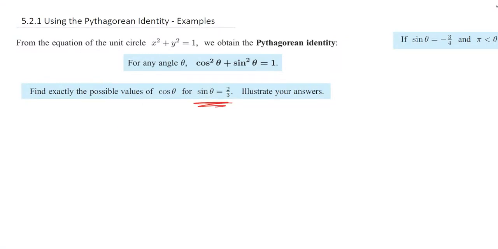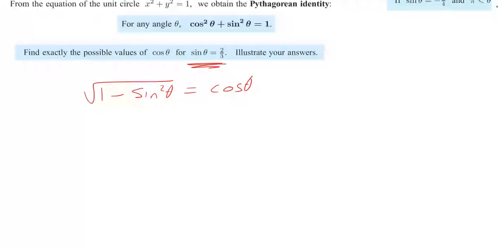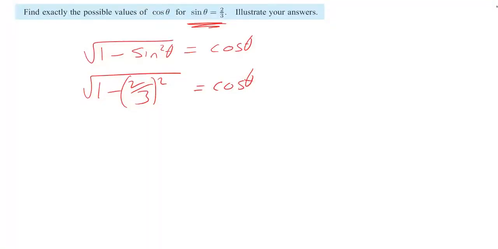So we can say if that cosine squared theta plus sine squared theta is 1, well, we could rearrange it and say that 1 minus sine squared theta square rooted is going to be cosine theta. So now we can substitute in the 2/3 for sine and hopefully get a good result. So square root of 1 minus 2/3 squared, that's going to be equal to cosine theta. At this point, we could square the 2/3 and let's write that 1 as 9/9. So we have 9/9 minus 4/9 square rooted is going to be our cosine theta.